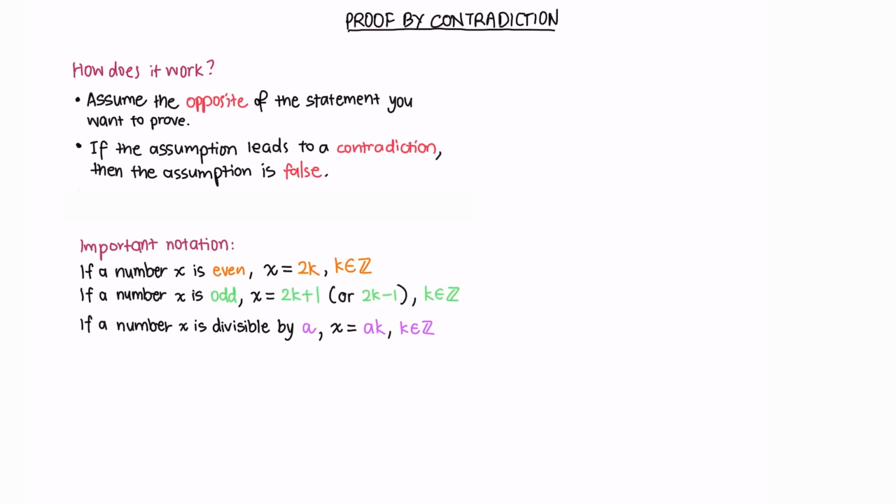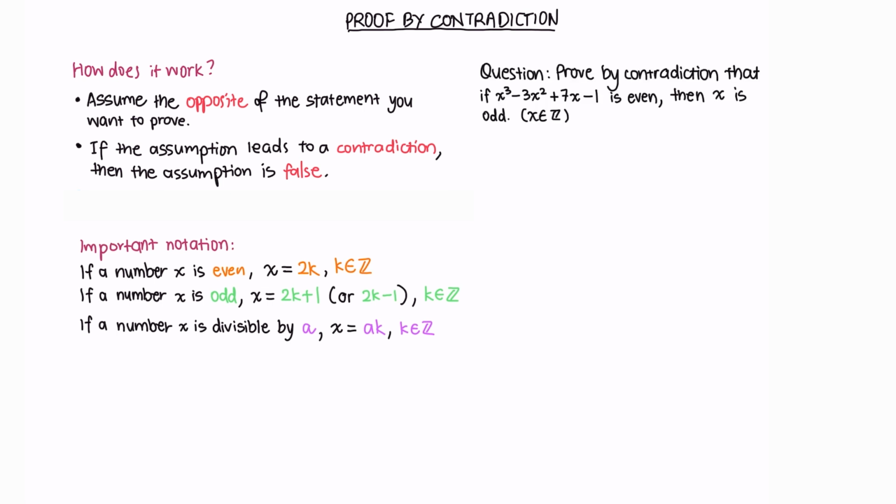And finally, if a number x is divisible by some number a, then x = ak, where k is an integer. So for example, if I want x to be divisible by 5, I'll write x = 5k, where k is an integer. Alright, let's try a question. Prove by contradiction that if x³ - 3x² + 7x - 1 is even, then x is odd. And here they're saying that x is an integer.